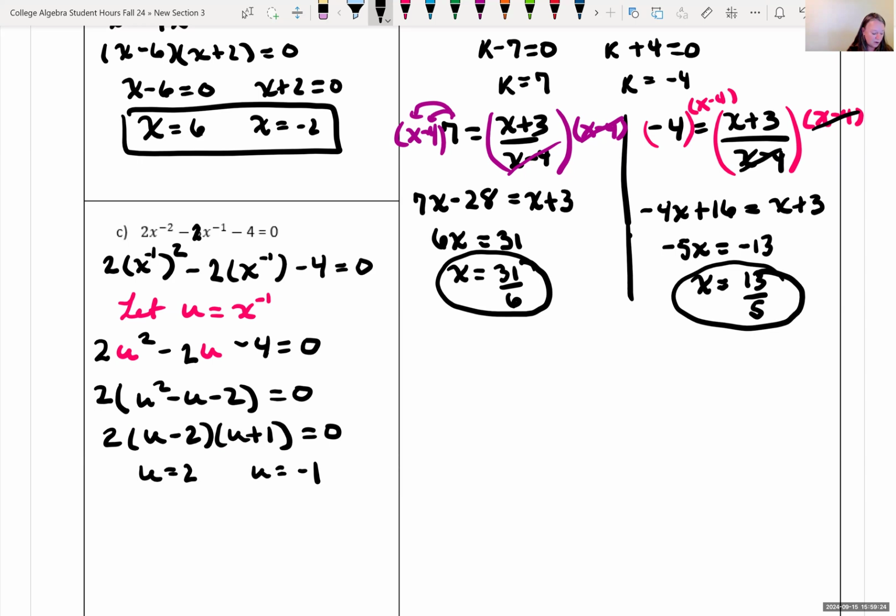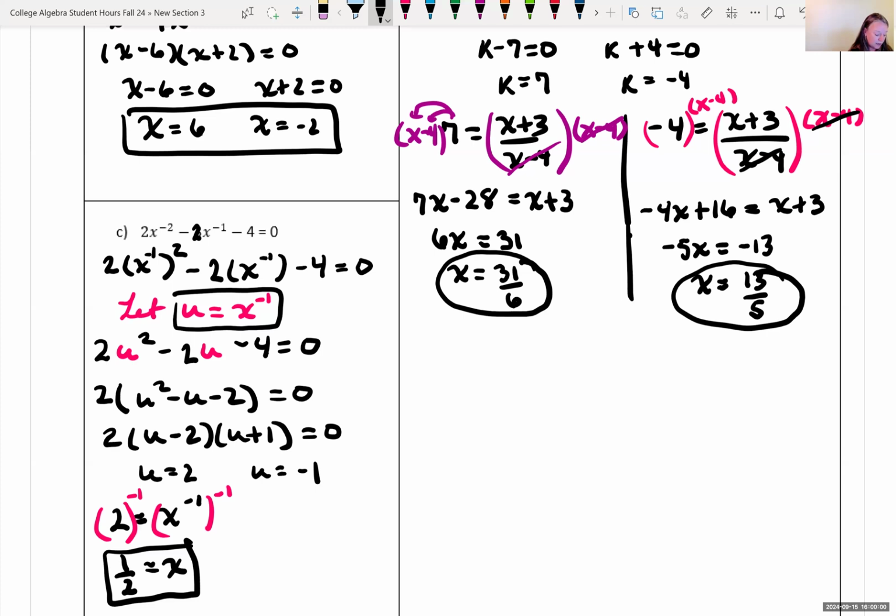The thing is, I don't want u, I want x. So let's go back in and plug in what u was and solve for x. So I have 2 is equal to x to the -1 power. Couple ways I can think about this. I know power to power exponents is multiplication. I really want that x to the first power. So I can do that by raising both sides to the -1 power. Make that exponent positive. 2 to the -1 power is the same thing as 1/2 is equal to x.